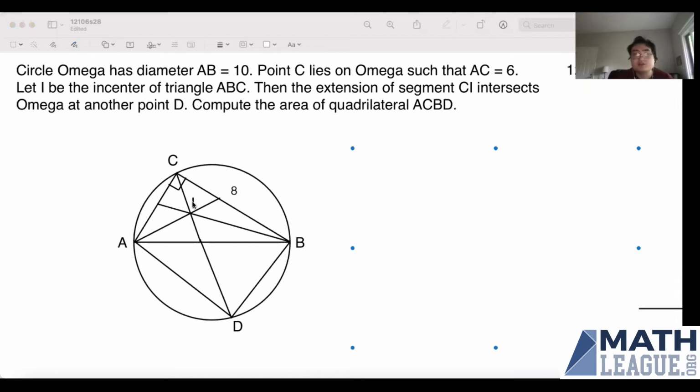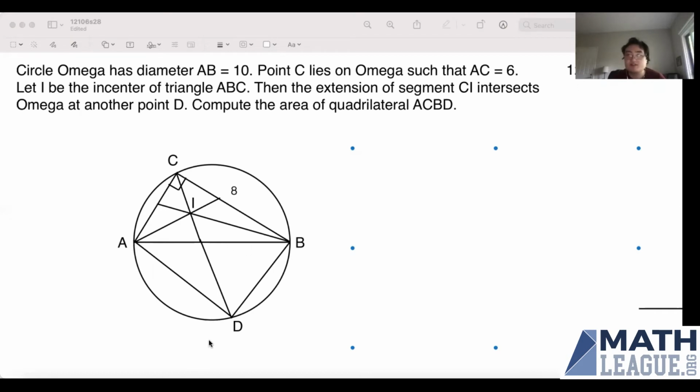For one thing, we know this mystery point D has to lie below the diameter AB, because the incenter is the intersection of the internal angle bisectors, and because of the angle bisector theorem, we know the intersection of that bisector with AB has to lie on AB, not outside, right? So that pretty much tells us that the area we're looking for is the sum of the areas of ACB, that's just 24, and ABD.